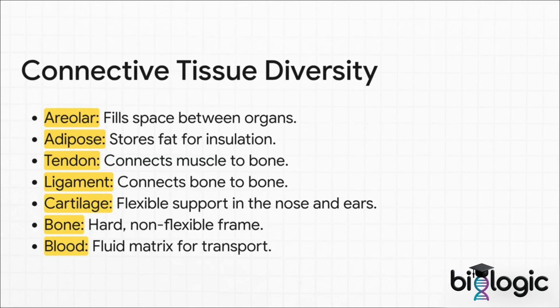It's the soft packing material between your organs. It's the fat tissue that stores energy. It forms the tough, rope-like tendons that connect muscle to bone, and the ligaments that connect bone to bone. And then you have the extremes. It's the liquid blood flowing in your veins, and the solid bone that makes up your skeleton. It truly is the body's ultimate multitasker.